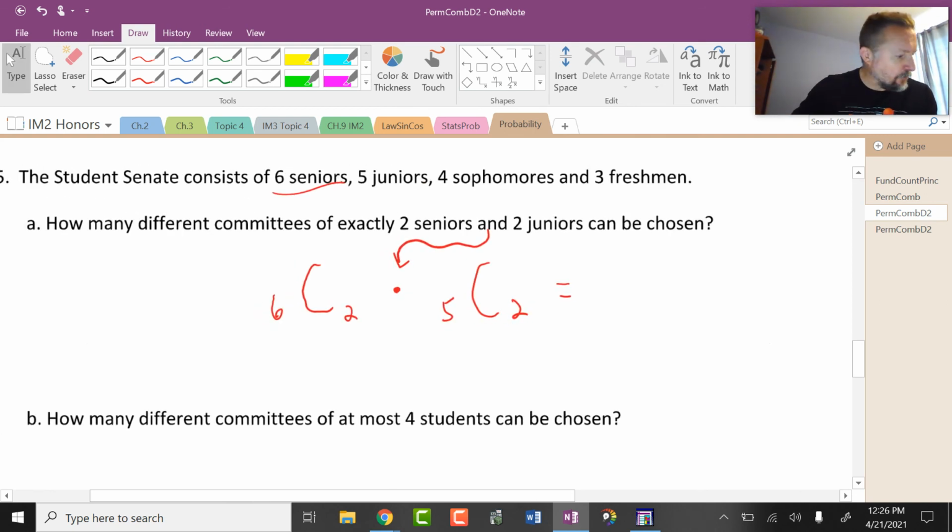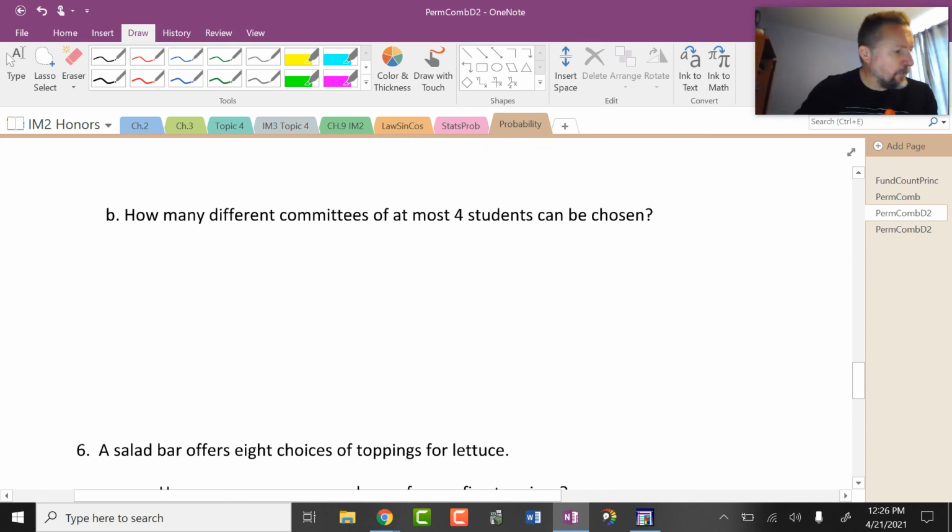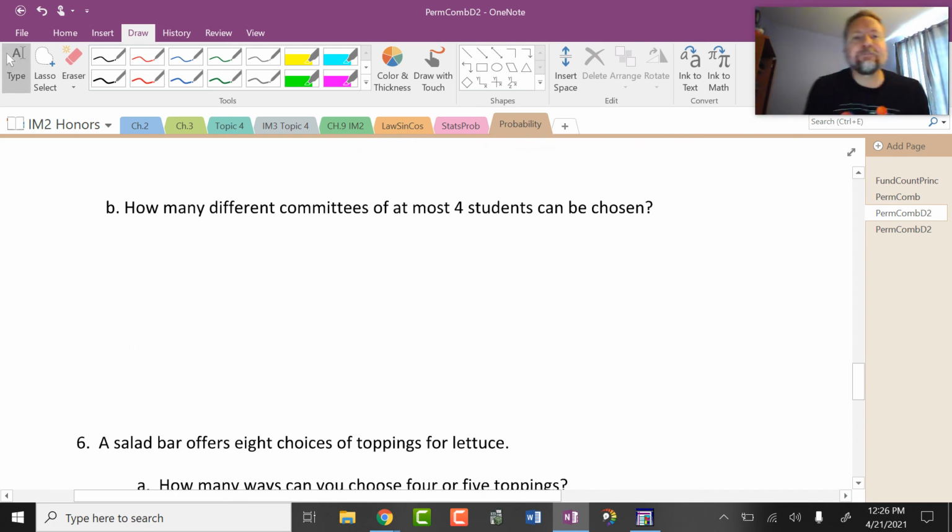This is the one that we're going to do without a calculator. I think. Let me make sure. No, we'll do one later. But that's certainly an easy no calculator question, no doubt about it. So I think this one's 150. I was just looking at the notes here, just so I don't have to calculate. We'll do a no calculator one here later. And then how many different committees of at most four students can be chosen?